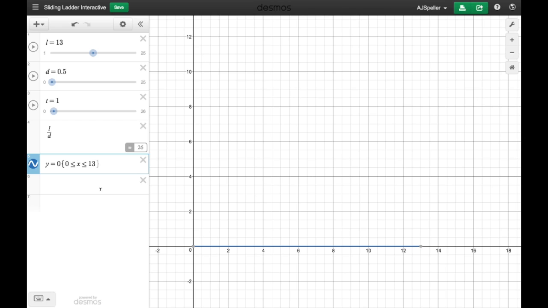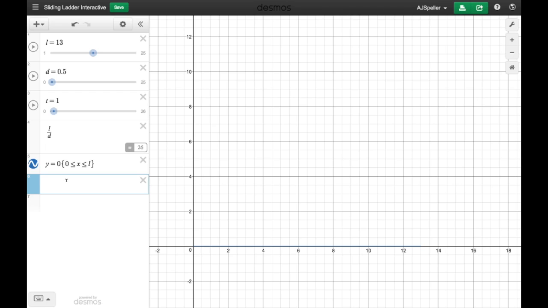But to make this more interactive, let's use the letter L, because L signifies the length of a ladder. So let's change that to L, and we see that it still stays there. And of course, if I change my numbers here, we see that that blue is moving. So let's move this back to 13.